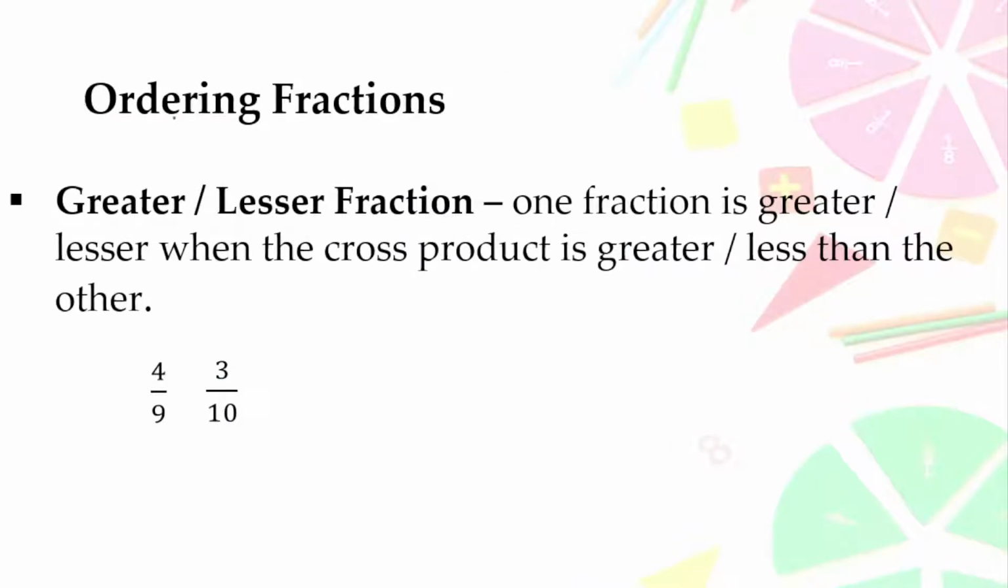Ito naman po ay ordering fractions. So, ito po is para po malaman nyo kung greater than or lesser than ang fraction ng bawat isa. Ang sabi dito, you need to cross-multiply lang po. So, ang given here is 4 over 9 and 3 over 10. First, we need to cross-multiply 4 and 10. So, 4 times 10 will get 40. Okay? And then, 9 times 3, we will get 27. So, as you can see, ang makikita po natin is 40 is greater than 27.